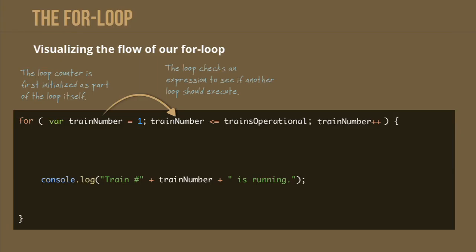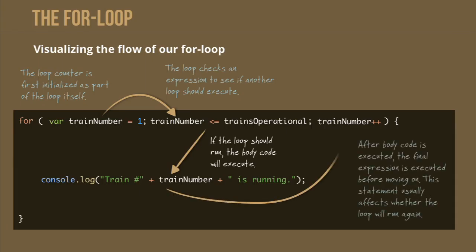We will see if the train number is actually less than or equal to train's operational. If it is, we will go ahead and execute the loop's code. All of the code contained within the loop will be executed. Once that code is finished, we will come back to the third statement in the parameters, and here we would increment the train number variable so we can move on to the next train and also get ready to stop our loop eventually.